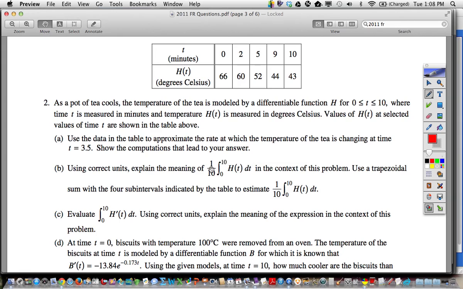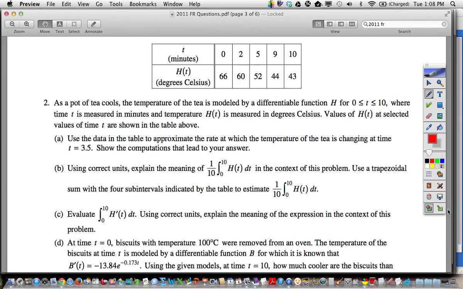We have a table of data. It's the function h in degrees. It's a pot of tea that's cooling. They're telling us that h is a differentiable function, so it's a nice, smooth function. Nothing weird going on in between these values we don't even know. And I want to focus on B.